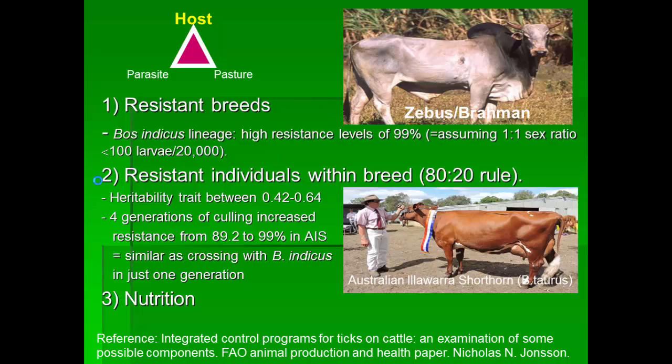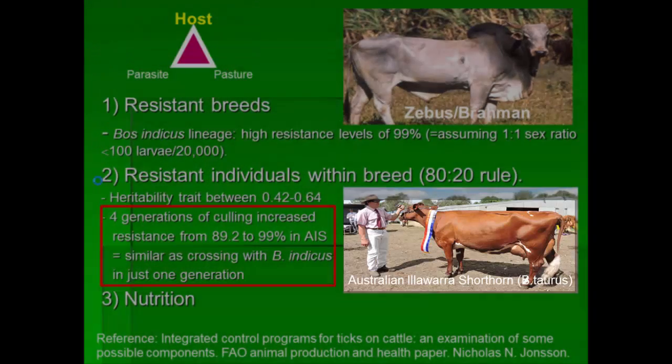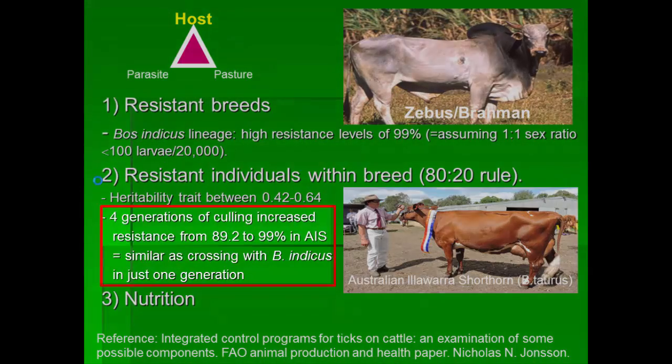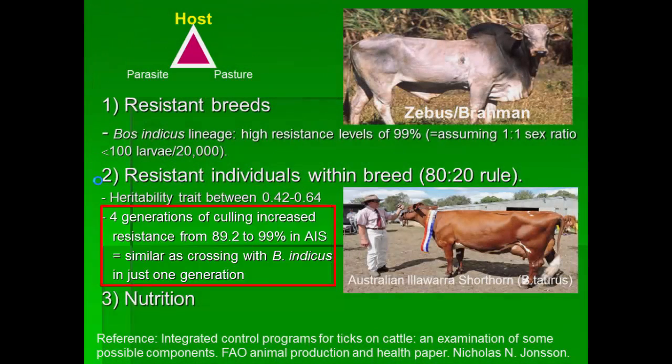The other alternative is to select for animals within its own breed that harbor fewer ticks. On this, there is a very neat study that was done with a susceptible breed called the Australian Illawarra Shorthorns. Basically, they did a study in which they were removing animals with ticks and keeping those that were least infested. And within a matter of 4 generations, the resistance in that one farm went from 89.2% all the way up to 99%. So basically, they achieved the same resistance as if they had crossed one of those susceptible animals with a pure Cebu stud bull. You can read more about these studies in the reference below if you like.